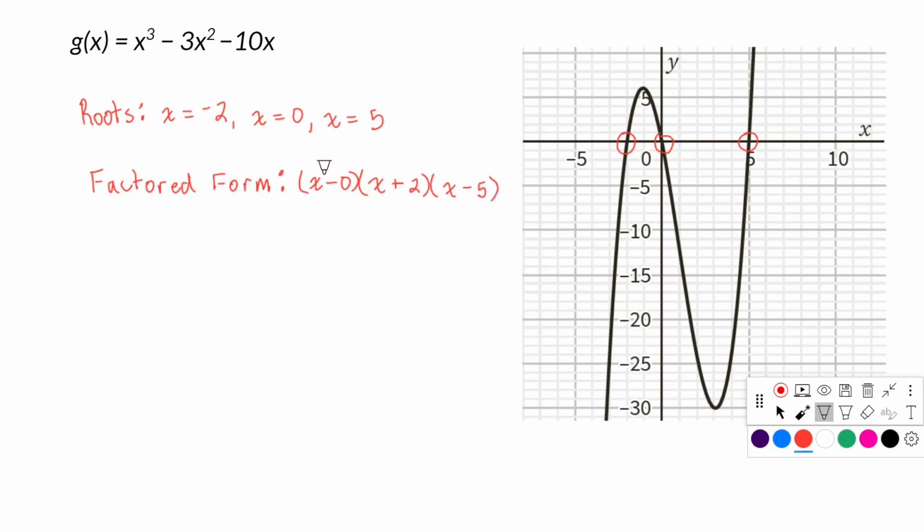Now the reason I started with the 0 is because the value of x minus 0 is just x. And this would be the factored form of our function. So g of x equals x times x plus 2 times x minus 5.